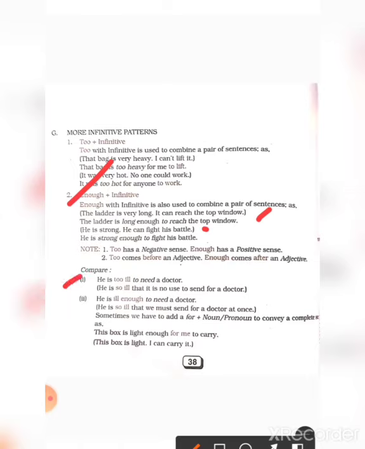Now come to the next example. He is too ill to need a doctor. So what does the sentence mean? You can write in this way as well: He is so ill that it is no use to send for a doctor. He is ill enough to need a doctor, and he is so ill that we must send for the doctor at once. Okay, these are for examples and comparison.